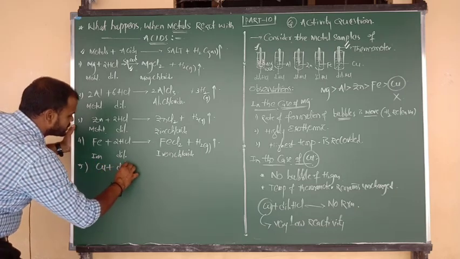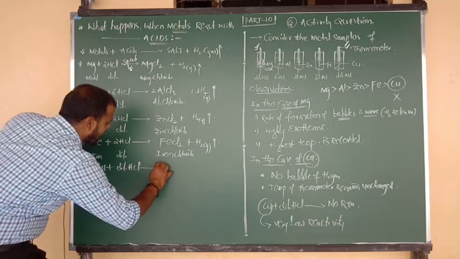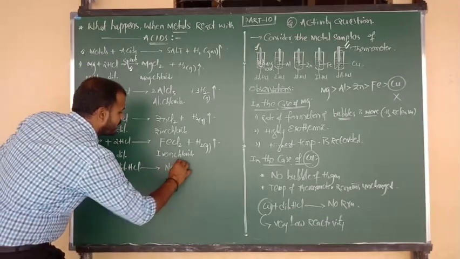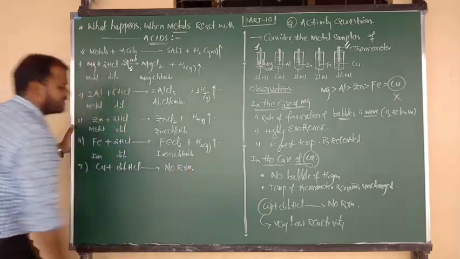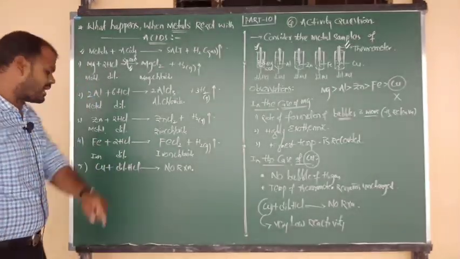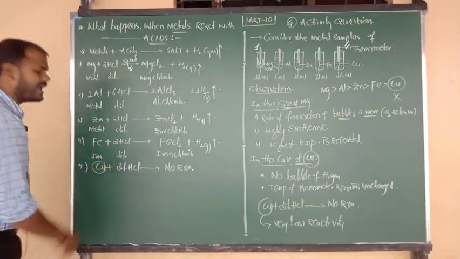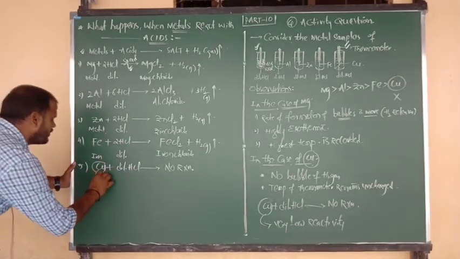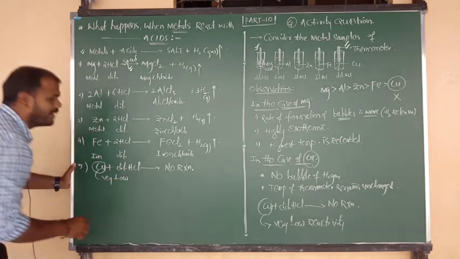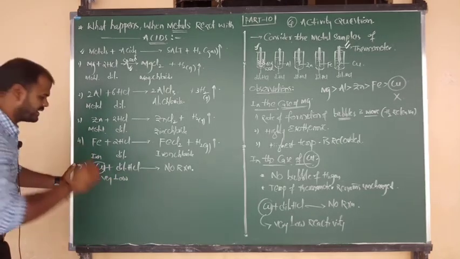So copper on reaction with what? The copper which is added to the dilute HCl solution, but here you are not going to get any reaction. So which metal does not react with dilute hydrochloric acid? This is your question. So what answer can we give? Copper metal, because copper has very low reactivity, and it is a lower metal in the reactivity series.